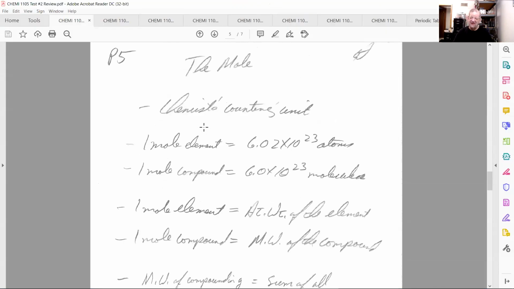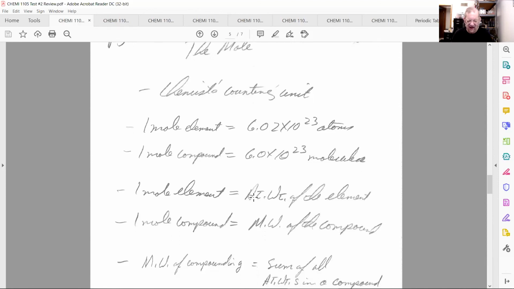Now, next we got into my favorite area of general chemistry, the mole. And you should know what a mole is, which, if you remember on test 2, I asked that question. A mole is the chemist's counting unit. You can also say 1 mole of an element equals Avogadro's number, 6.02 times 10 to the 23rd atoms. 1 mole of a compound equals Avogadro's number, 6.02 times 10 to the 23rd molecules.